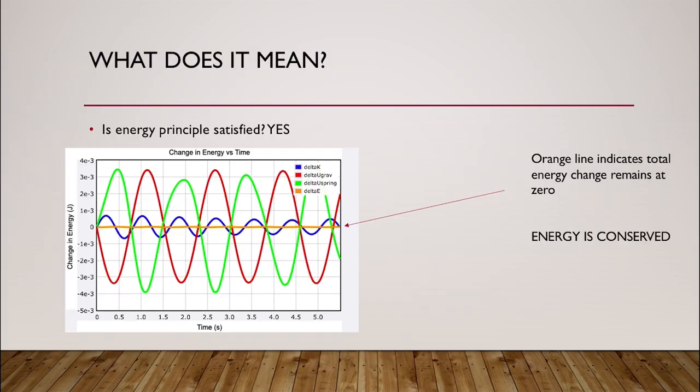So what does it mean? Is the total energy of the system conserved? To simply put it, yes. We are considering the mass, the spring, and the earth to be the system itself. Therefore, delta E will always remain 0. This is indicated by the orange line shown below, which remains at y equals 0 at all points in time.